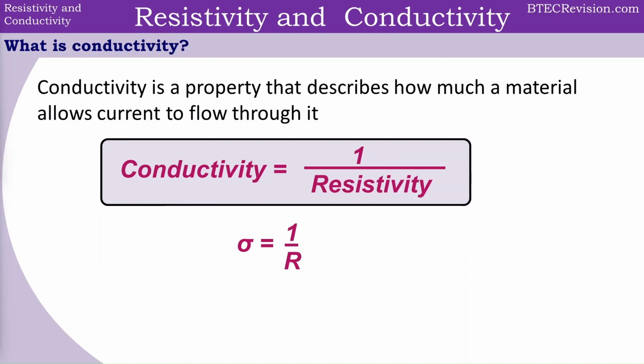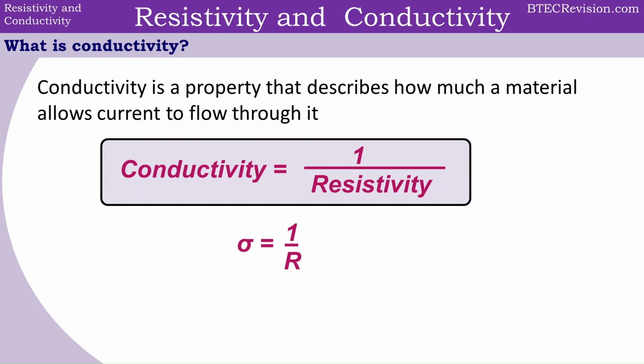The inverse of resistivity is called conductivity, and it is a property that describes how much a material allows the current to flow through it. It's given by this equation. Conductivity equals 1 over resistivity. The short form is sigma equals 1 over rho.